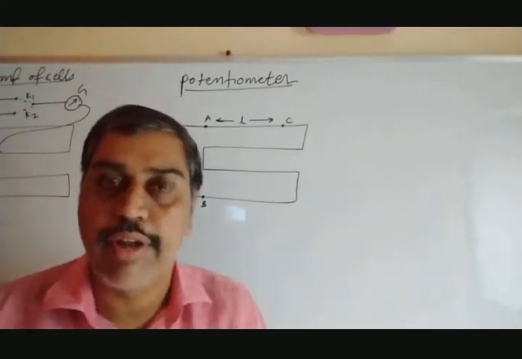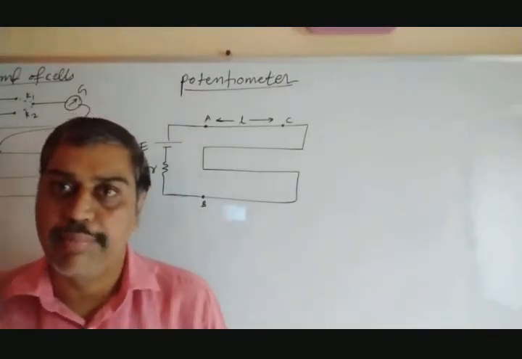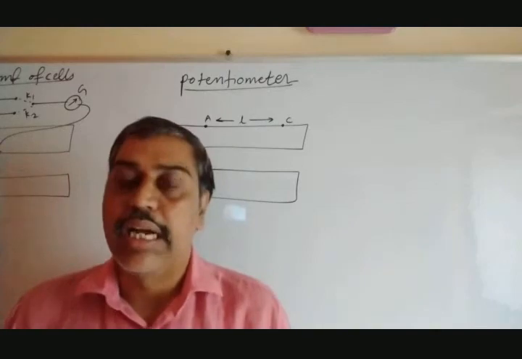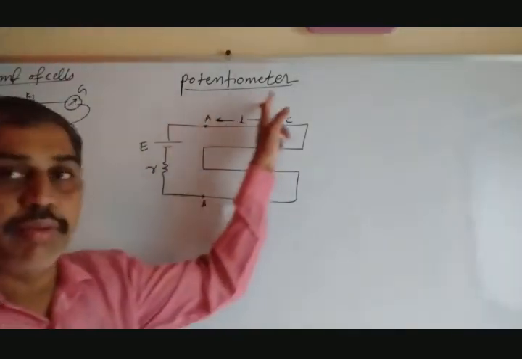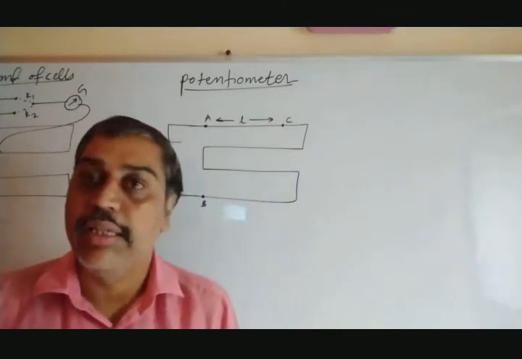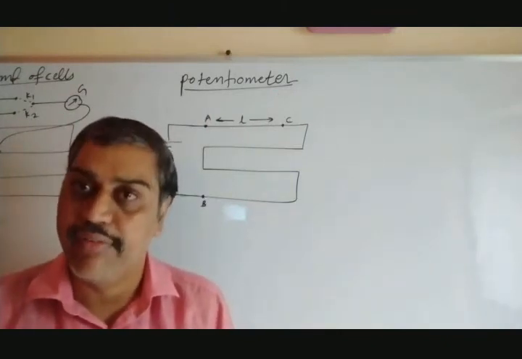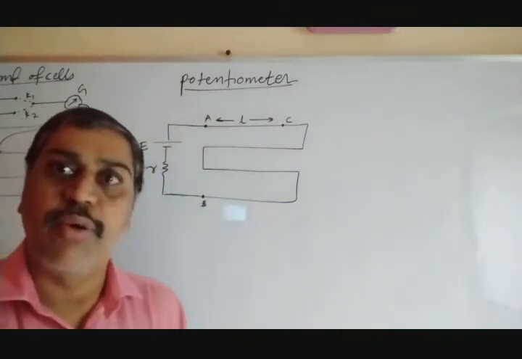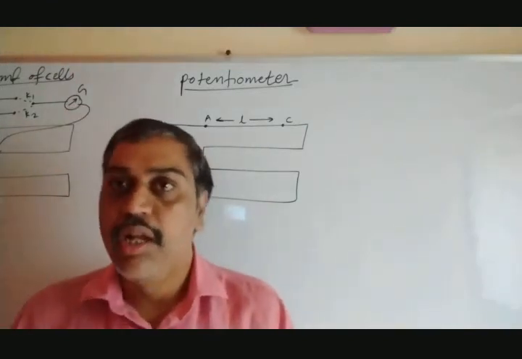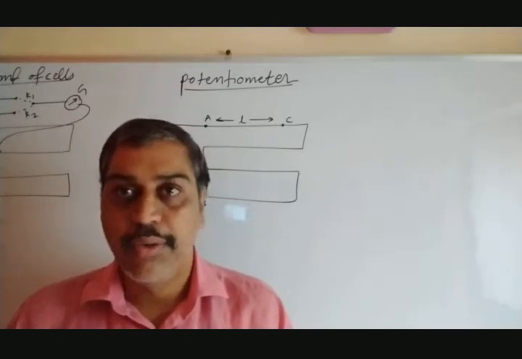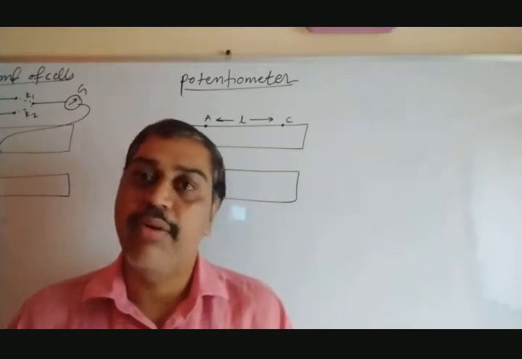Hello students, today we are going to start the new topic of our syllabus, current electricity, that is nothing but a potentiometer. This potentiometer is one of the instruments in electronic or electrical devices where it is used as a voltmeter. Basically we have the instrument voltmeter to measure the potential difference between 2 points.